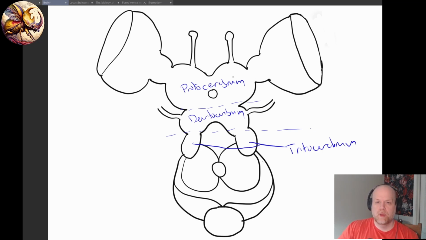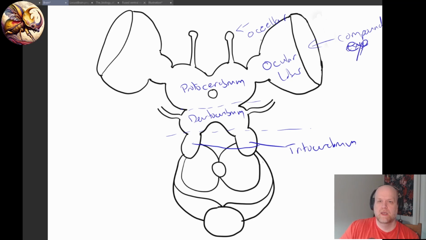The protocerebrum is the major part of the brain. It's the largest part of the brain, and it's the part of the brain that controls the ocular lobes. These are the ocular lobes, and these are the ocellar lobes. So these are for the ocelli and the eyes. So this is for the compound eye. And these 3 are for the medial and lateral ocelli.